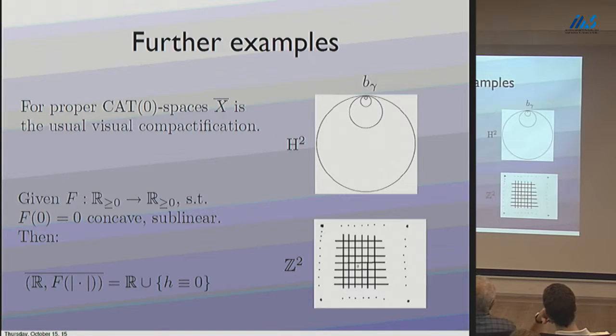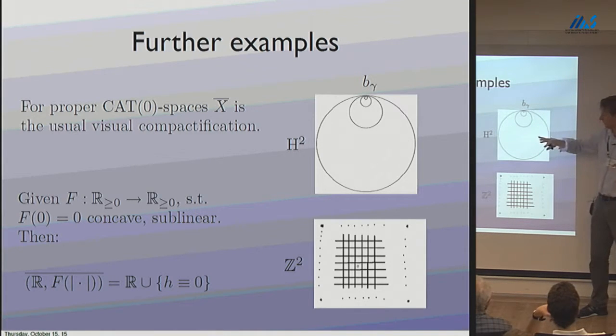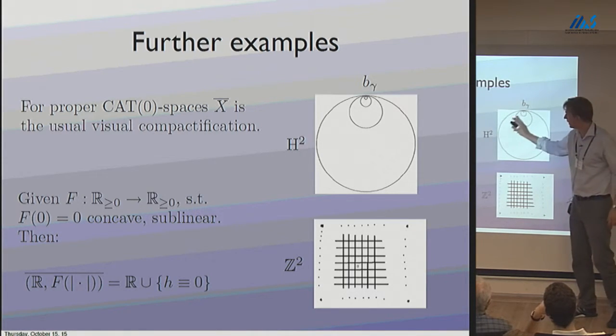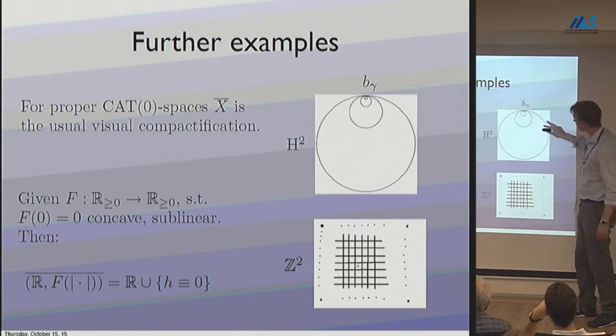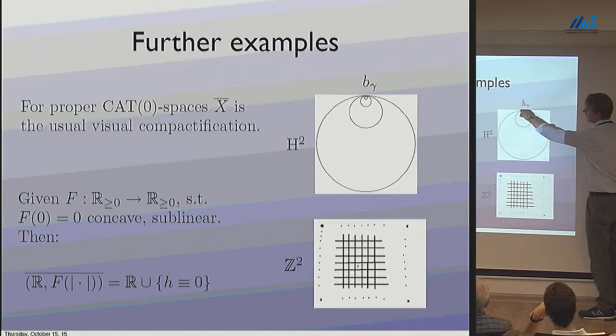Okay, so what do we get? There are some examples. As I said, the list of examples during the last 10 years is getting longer. These give some kind of understanding of what this compactification procedure gives you. For proper spaces, say a finite dimensional simply connected Riemannian manifold of non-positive curvature, it gives you back the nice sphere at infinity. Here is the hyperbolic plane. It gives you back this circle.